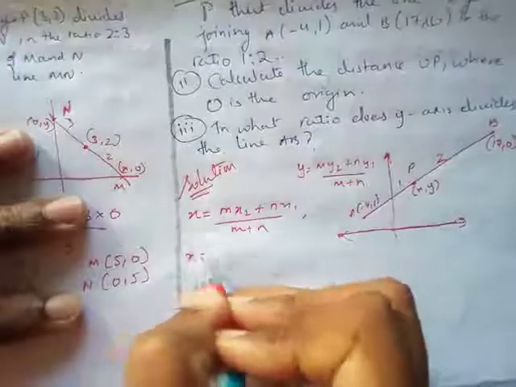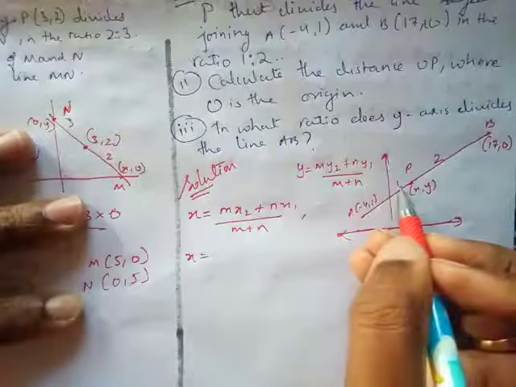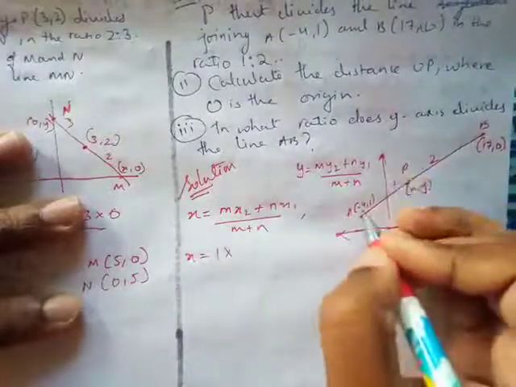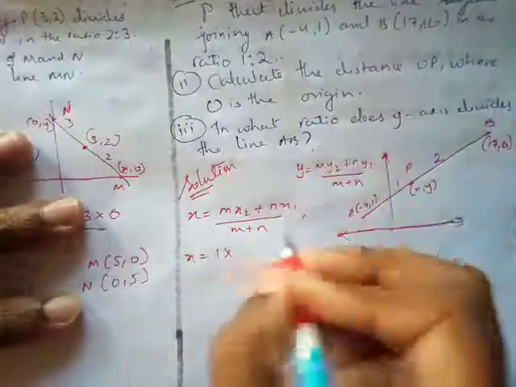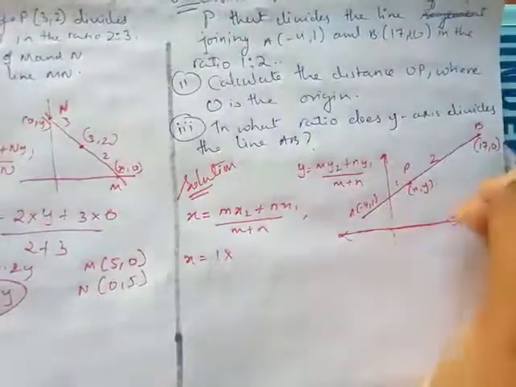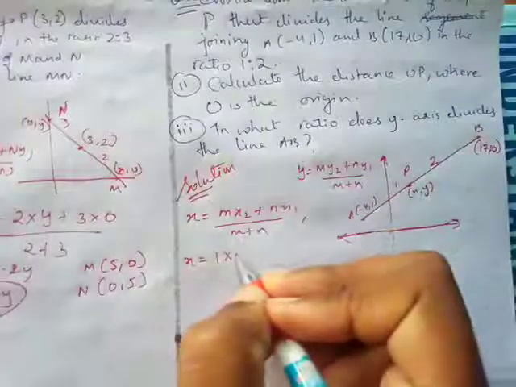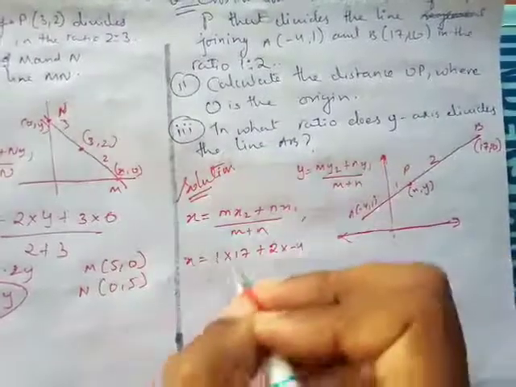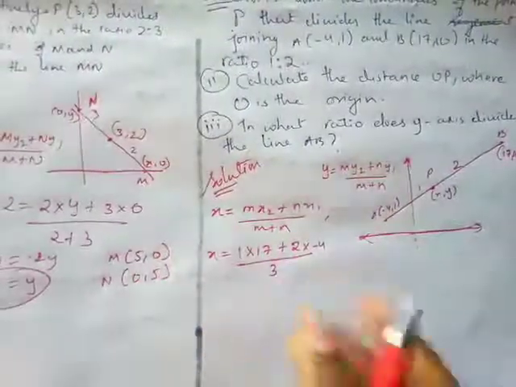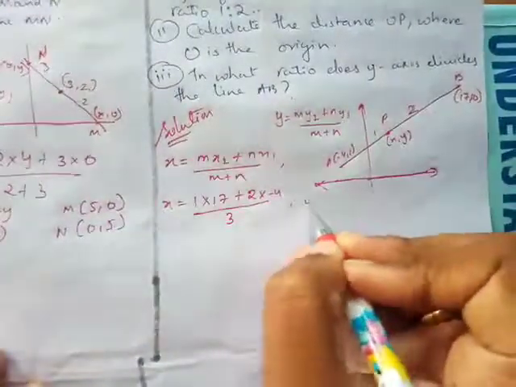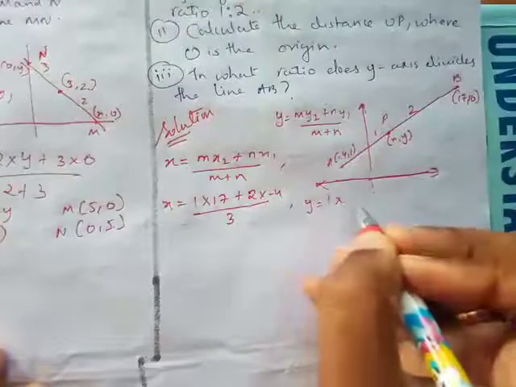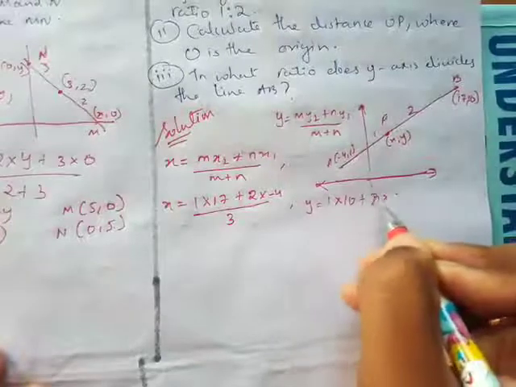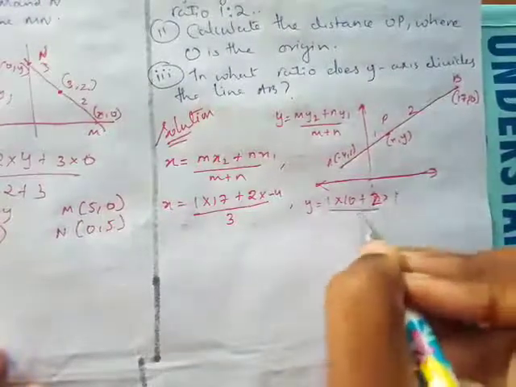So x is equal to, what is m given to me? m is 1. So 1 into, okay, let's see what is x1 x2 y1 y2. So x2, where is x2 for me? 17, right? This is going to be 10. 17 plus n is 2 and x1 is minus 4, upon 3. Okay, now we'll put the value of y. y is equal to 1 into y2. y2 is 10 plus n into, n is 2, into 1, upon 3.